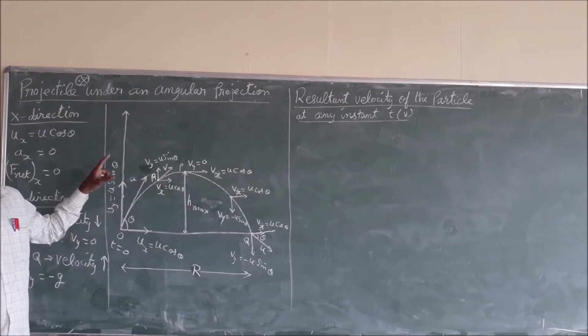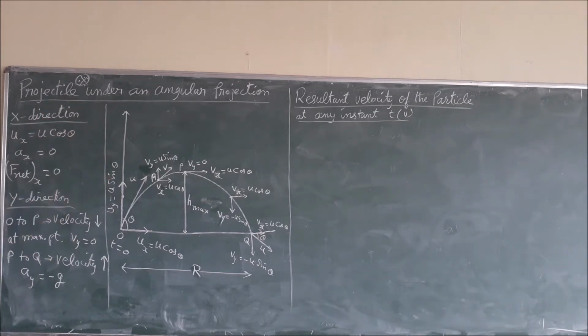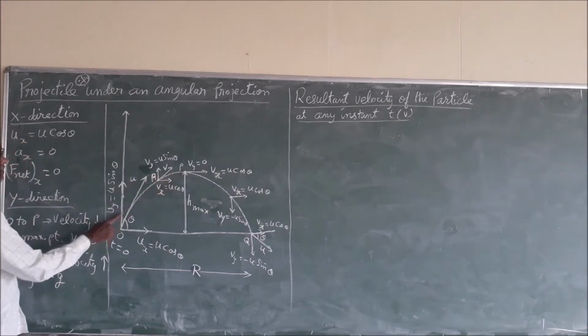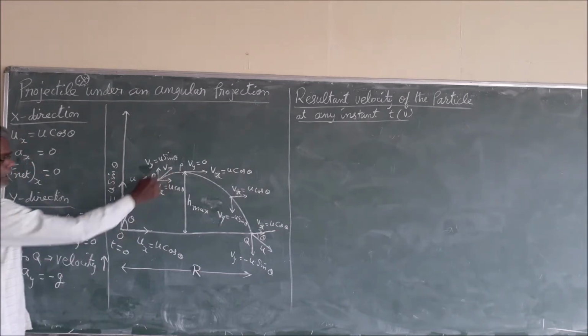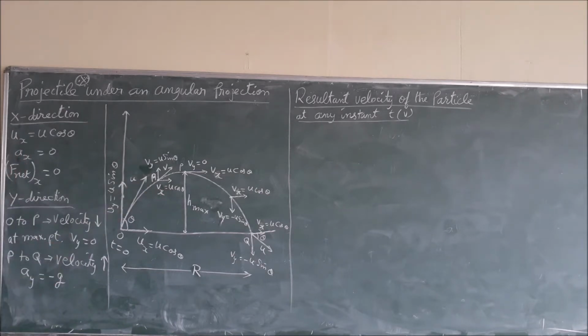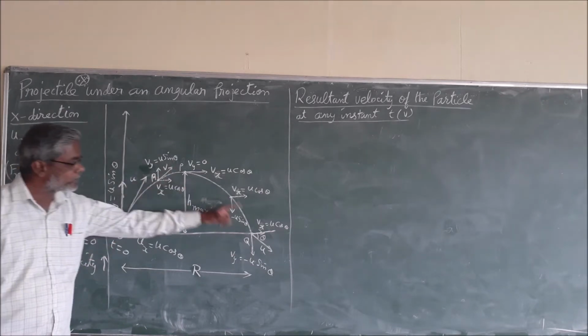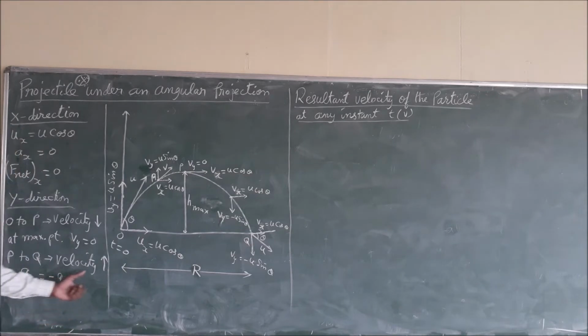Now we will see the summary of this projectile and angular projection. In the x direction, ux will be equal to u cos theta, the acceleration ax will be equal to 0, and the net force will be equal to 0. In the y direction, from O to P, the velocity goes on decreasing, and at the maximum point the velocity will be equal to 0, and from P to Q, once again the velocity will be increasing. And in the y direction, the acceleration will be minus g.